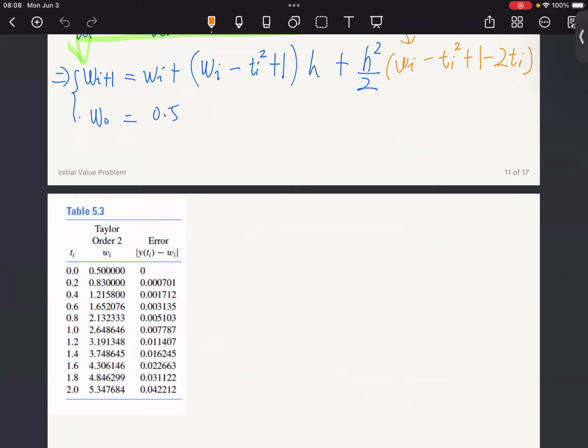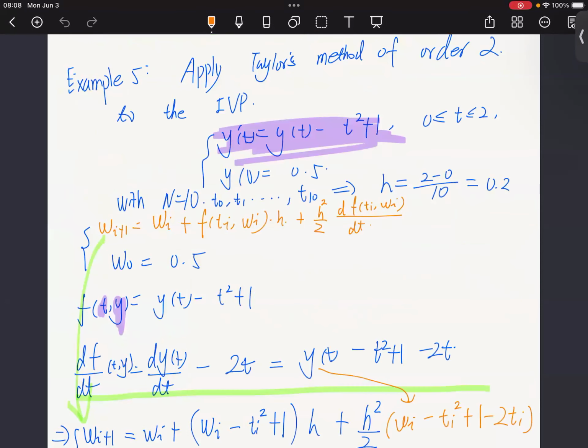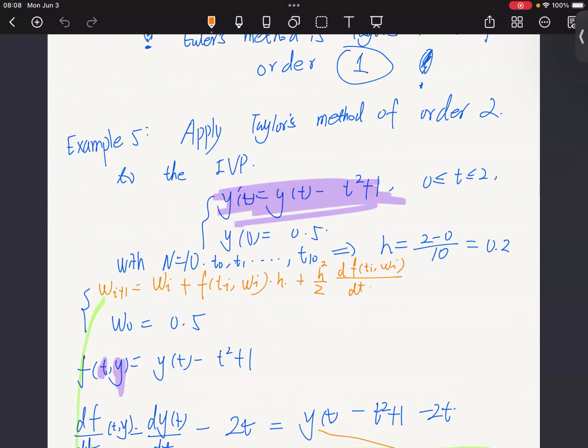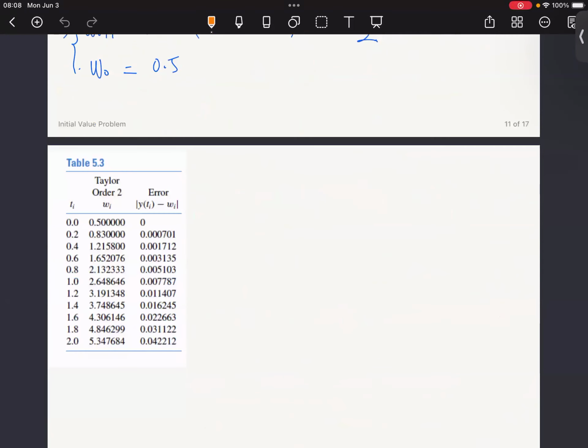We only get the approximations at certain points because we set the step size as h equals 0.2. This is the initial value problem we are solving, and the time interval is set as 0 to 2, with step size 0.2. In this table are the results of the approximations using Taylor's order 2 method.